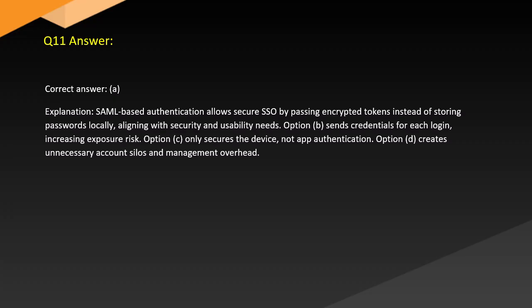Answer. Correct answer: A. Explanation. SAML-based authentication allows secure SSO by passing encrypted tokens instead of storing passwords locally, aligning with security and usability needs. Option B sends credentials for each login, increasing exposure risk. Option C only secures the device, not app authentication. Option D creates unnecessary account silos and management overhead.